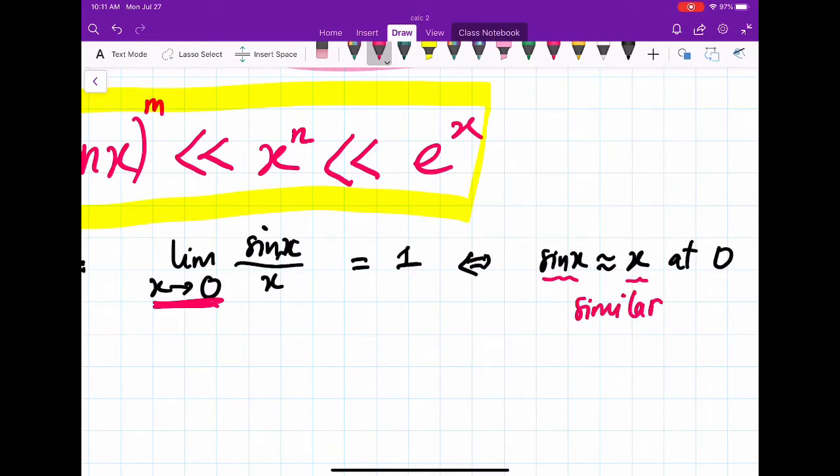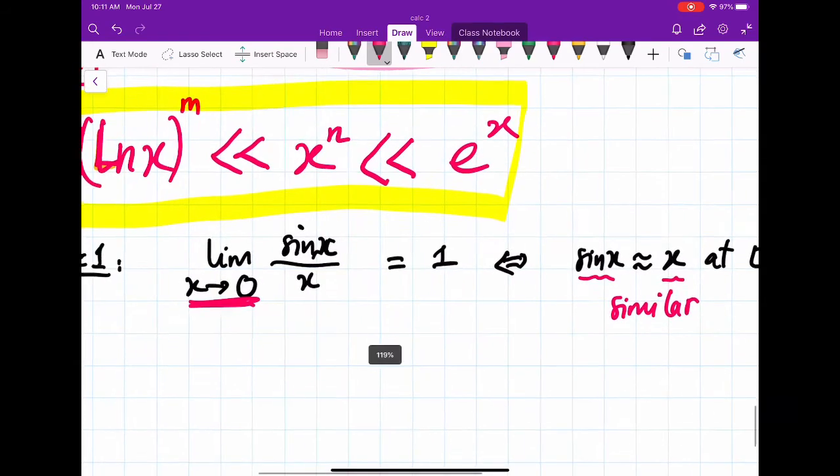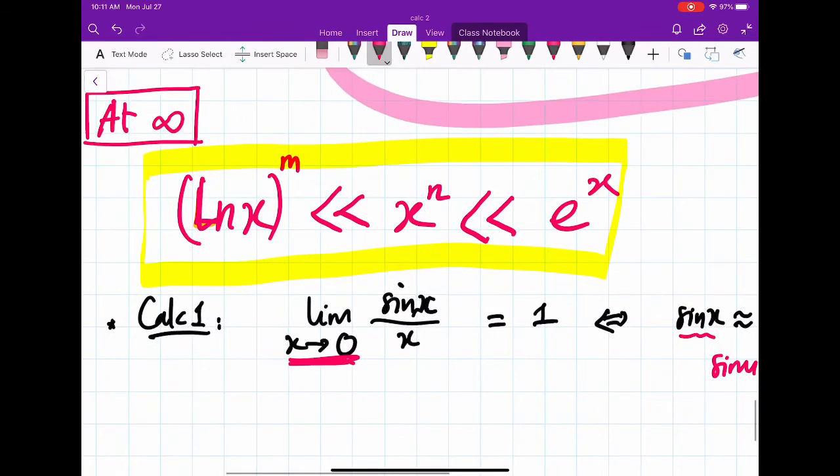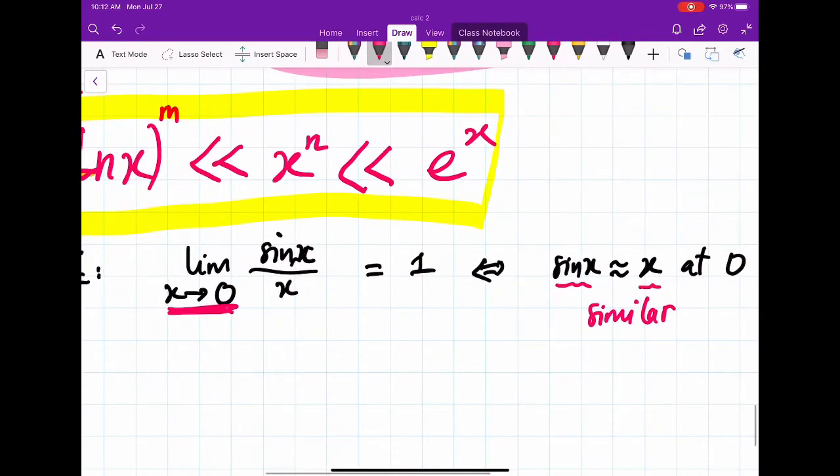So I can replace sine of x by x. That is the thing, because they are very similar. They are very close at that point. Does that make sense? So this is how we can compare two functions at some point.